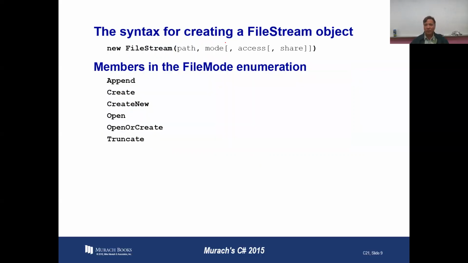So the syntax for creating a FileStream object, which you may remember from last semester, is to use the word new, creating a new FileStream, and this is the path to the file. In other words, the disk or the directory path to the file. This says whether it's binary or text, and this is the way that you're going to access it.